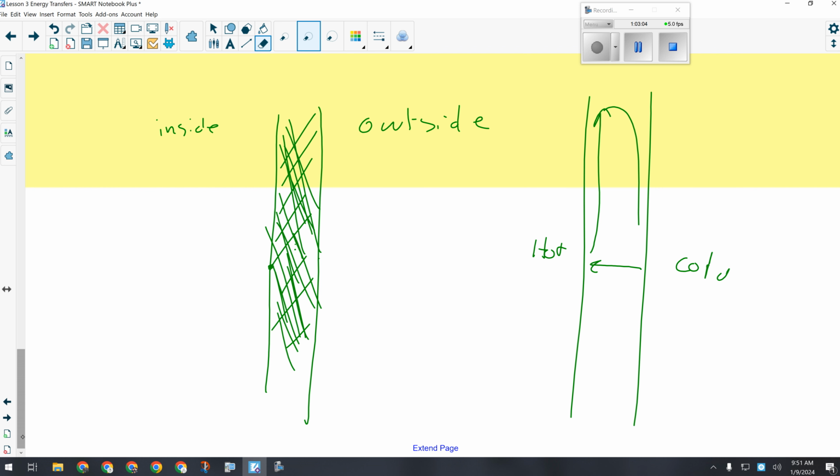Styrofoam is very similar. Styrofoam is a bunch of little pockets of air trapped within the foam itself, so foam insulation works very similarly. What about if you have a Yeti or a thermos, how do those mugs work? What do they have inside? There's something in between, or the absence of anything. A vacuum.